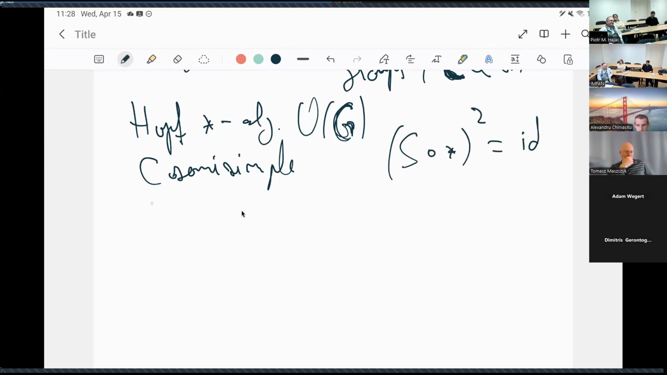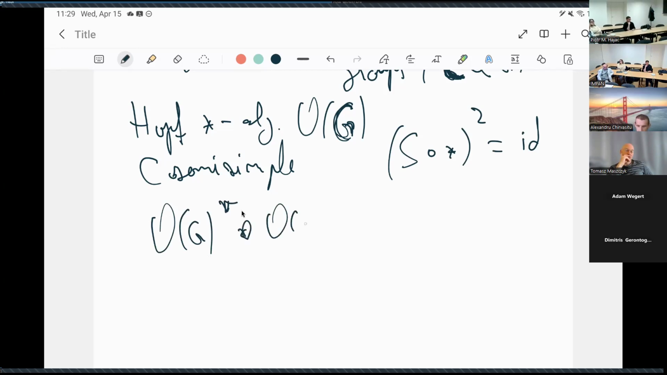Co-semi-simple, and also the integral. If you're co-semi-simple, you have a unique left and right integral, meaning under the convolution product, O of G star tensor O of G star going to O of G star. There are lots of stars here. This star means the dual.